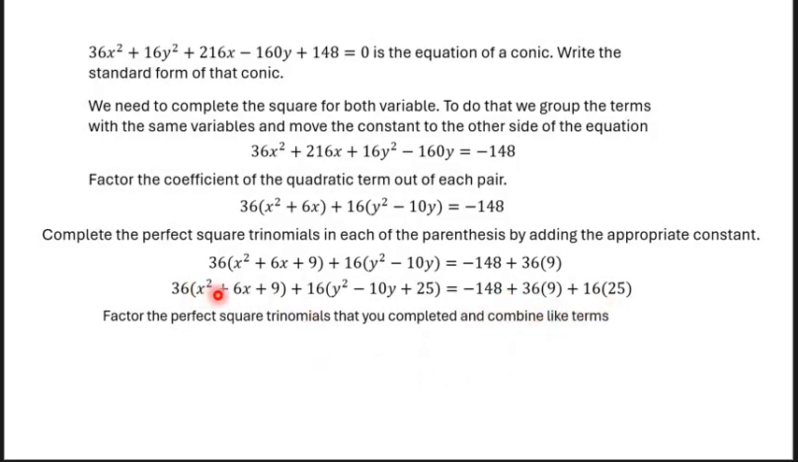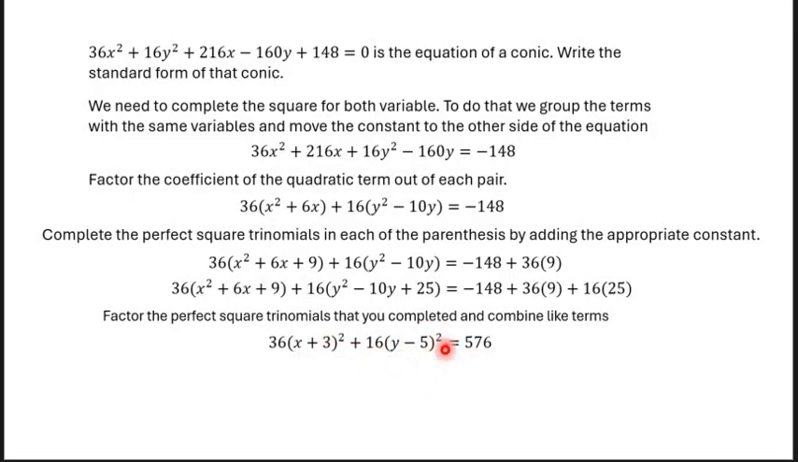So factoring x squared plus 6x plus 9 gives me x plus 3 squared. Factoring y squared minus 10y plus 25 gives me y minus 5 squared. And combining all those terms on the right hand side gives me 576. So I get this new equation.